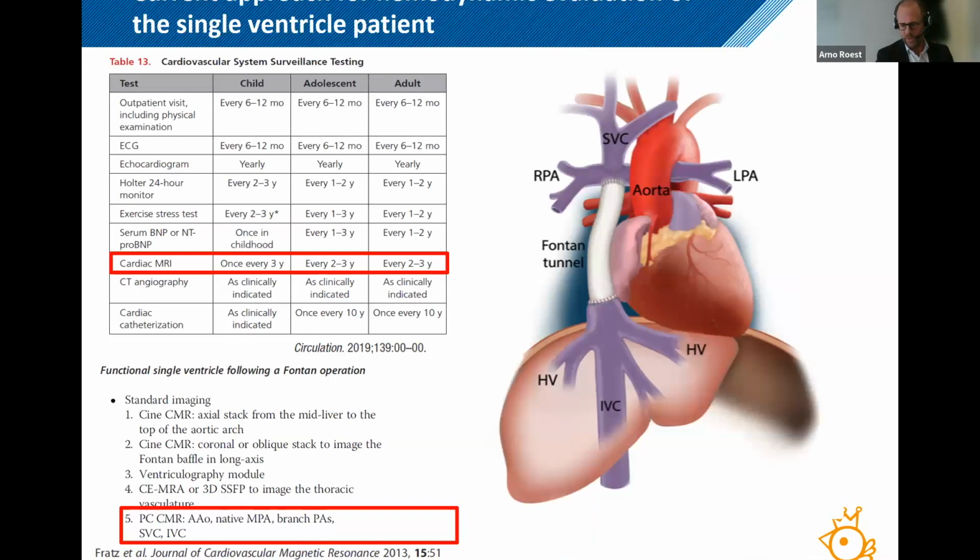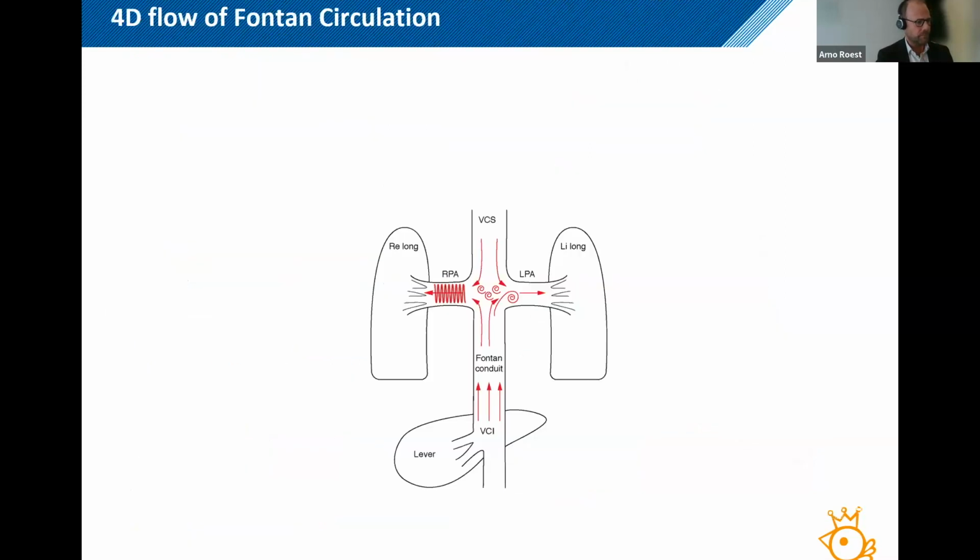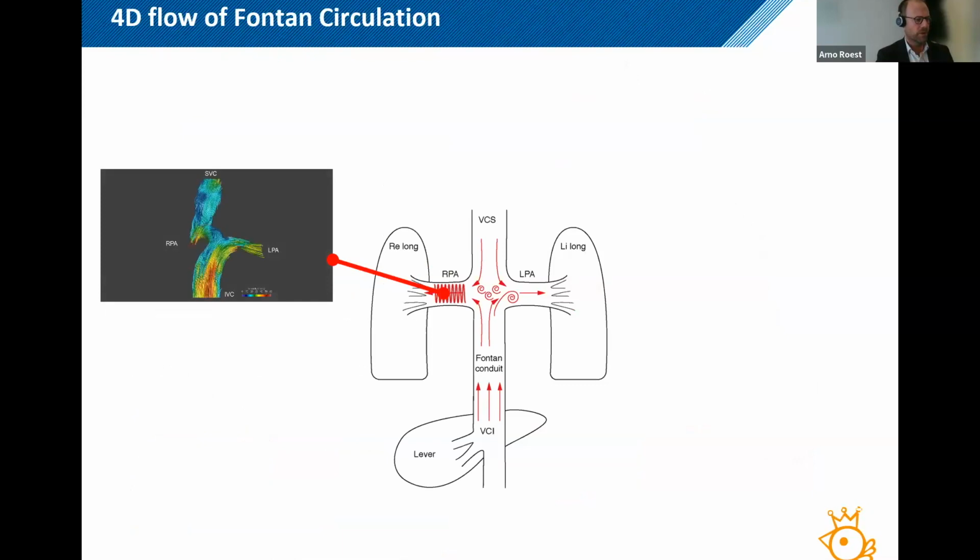So what are the recommendations on CMR in general in these patients? It is recommended to do a CMR examination every 2 to 3 years during follow-up. When you look at how to evaluate hemodynamically the Fontan circulation, most of the time you do 2D phase contrast images of all the major vessels: the aorta, but also the pulmonary arteries, superior caval vein and inferior caval vein. And here I can show you some examples of what 4D flow can really add to the evaluation of the Fontan circulation.